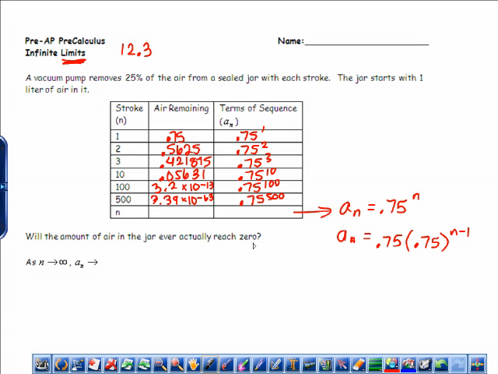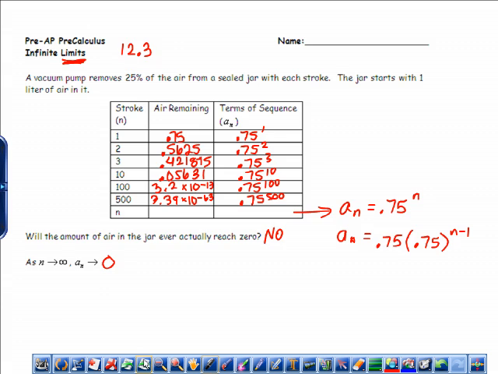My next question is, will the amount of air in the jar ever actually reach zero? Theoretically, no. There will always be at least a little bit. Even if you could say it doesn't even count, it's still technically there. So as n approaches infinity, remember these arrows we saw in the rational unit, they mean approach. As n gets closer to infinity, what does a sub n, the amount of air remaining, approach? Well, it approaches zero. It doesn't equal zero, but it approaches zero.